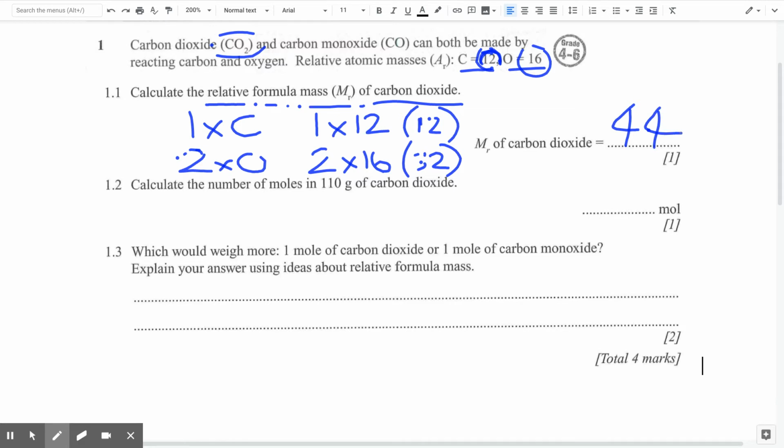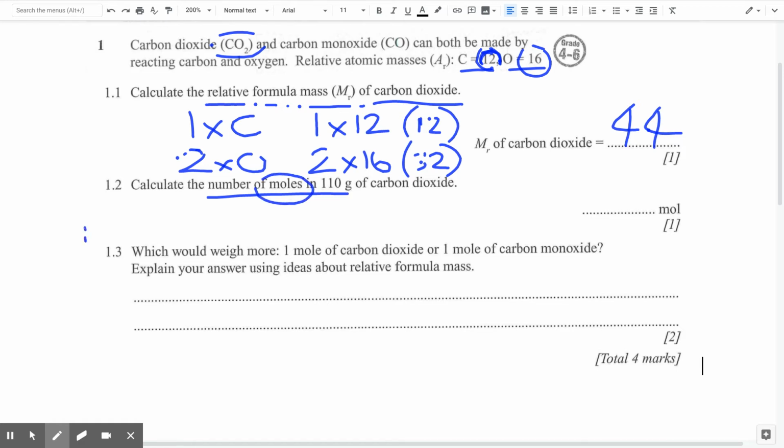We can then use that to go into the subsequent question, which is asking us to calculate the number of moles in 110 grams of carbon dioxide. So obviously they have given us the mass of the compound, which is 110 grams. They're asking us to calculate the number of moles.